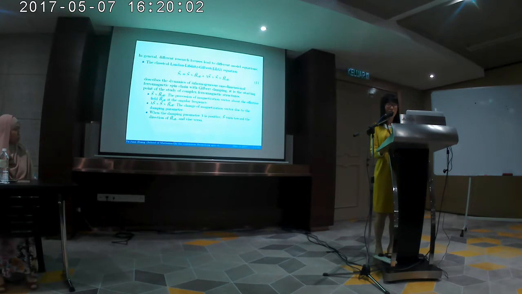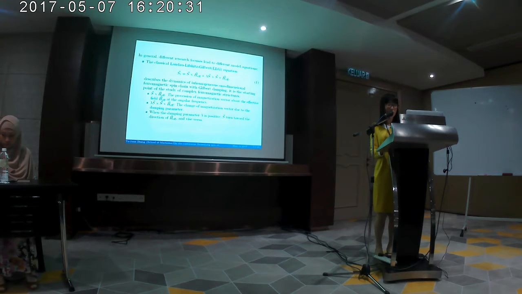The classical Landau-Lifshitz-Gilbert equation, equation 1, describes the dynamics of an inhomogeneous one-dimensional ferromagnetic spin chain with Gilbert damping. Here, the second term, lambda S times H_eff, describes the damping, the change of the magnetization vector due to the damping parameter, and lambda is the damping parameter.